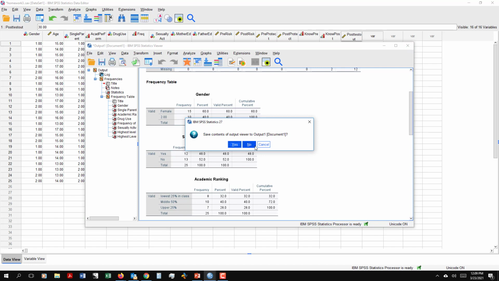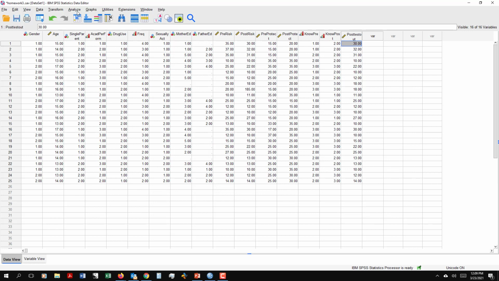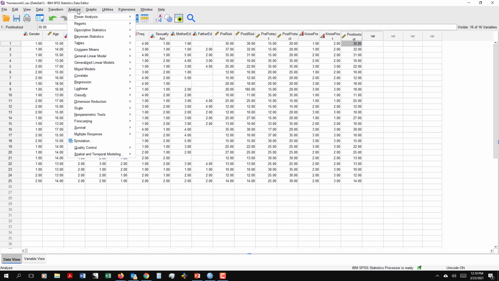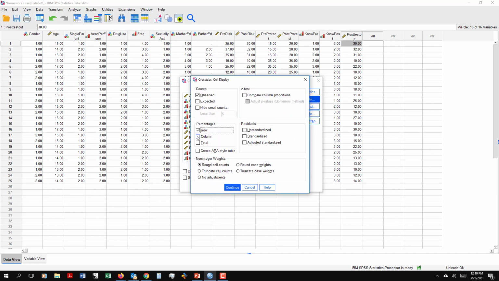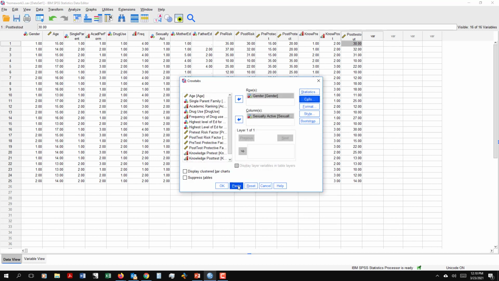The one thing that we can do here also that I will often do is, I'm curious to know for sexual activity who's more active, boys or girls, just for descriptive purposes. And you can use crosstabs for that. And again, you're not looking at anything other than just learning more about your population. So I'm going to put that over there, and I'm going to put sexual activity over there. And in my cells, I'm going to click my rows, column and total, because that gives me my percentages.